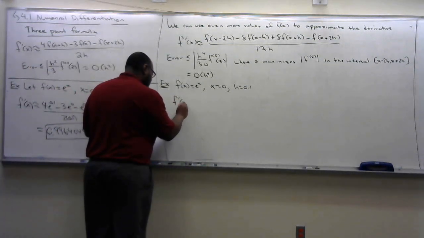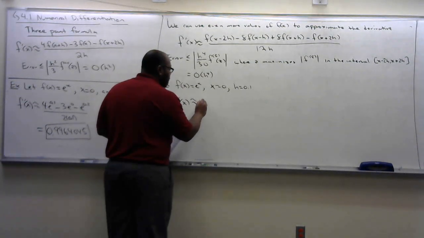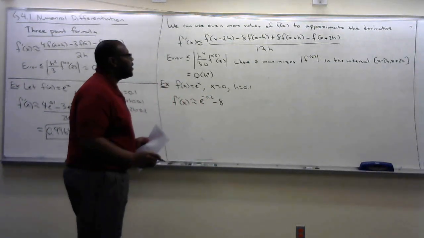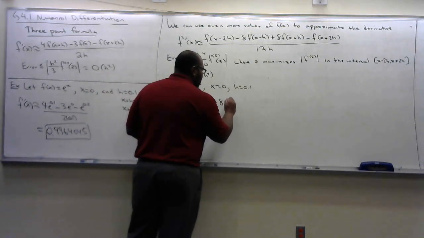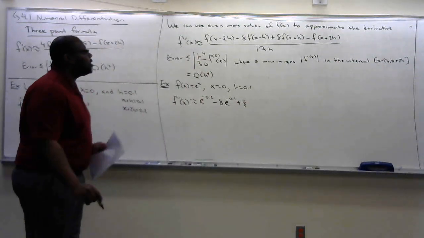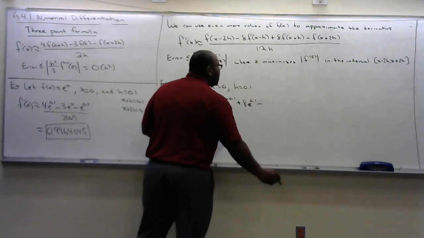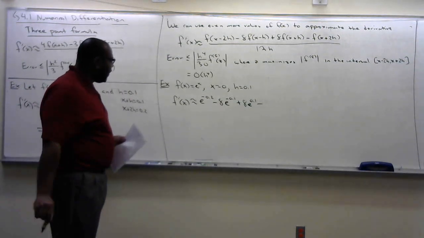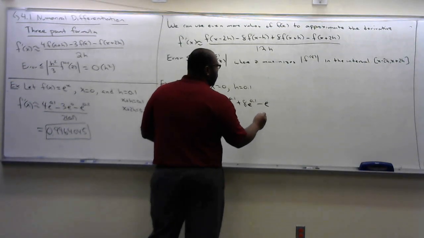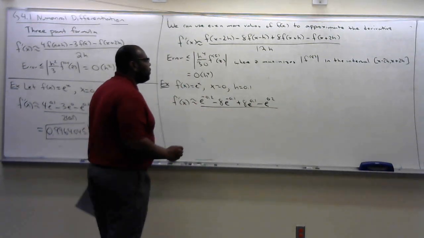So I have f prime of x is approximately equal to f of x minus 2h, which would be e to the negative 0.2, minus 8 times f of x minus h, which would be e to the negative 0.1, plus 8 f of x plus h, which is e to the 0.1, minus f of x plus 2h, which is e to the 0.2. All that divided by 12 times h, which is 1.2.